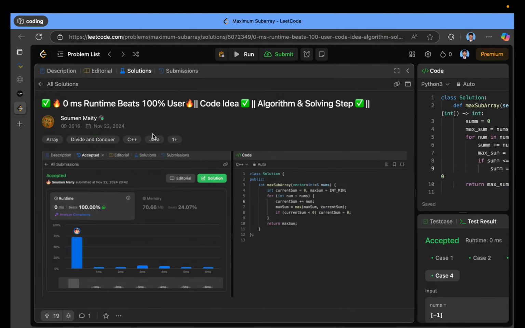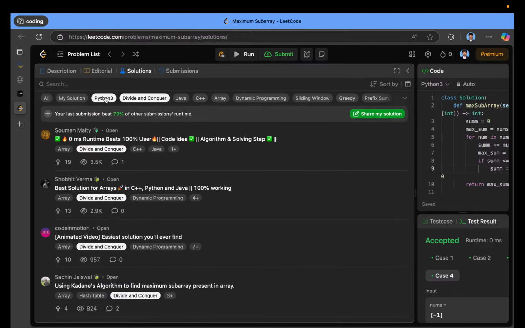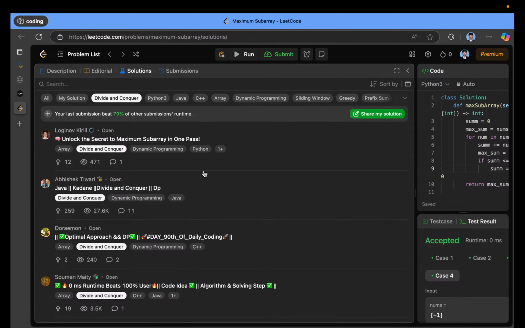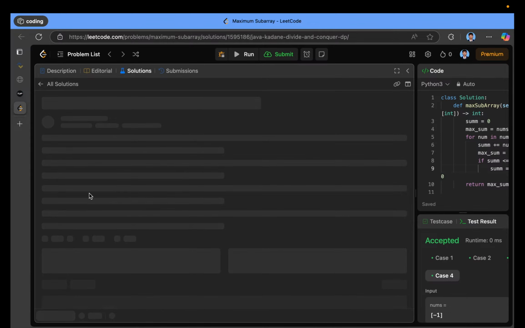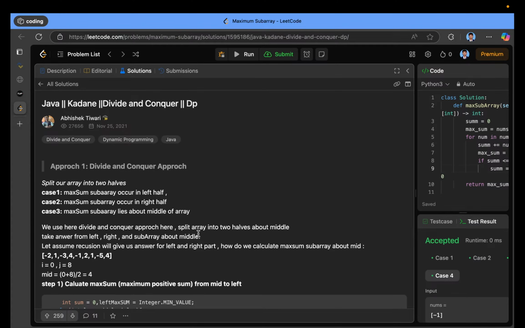He didn't use divide and conquer type of thing. Okay, maybe he has done that. Split our array into two halves. Max sum subarray occurs in the left half, max sum subarray occurs in the right half, or max sum subarray lies about the middle of the array.